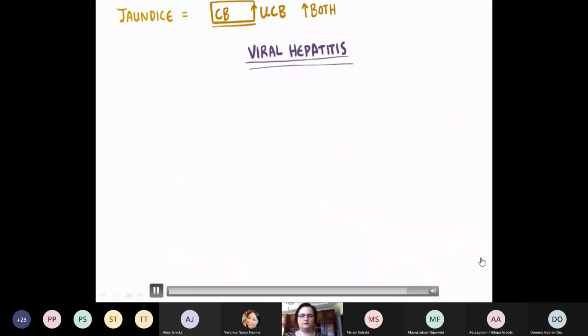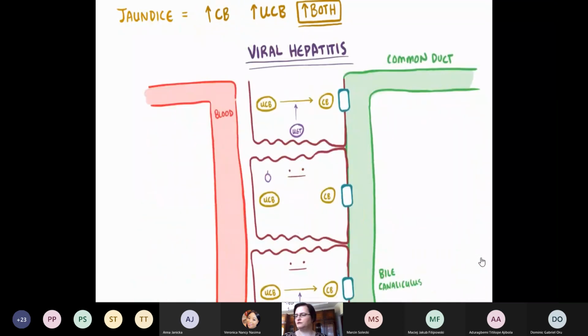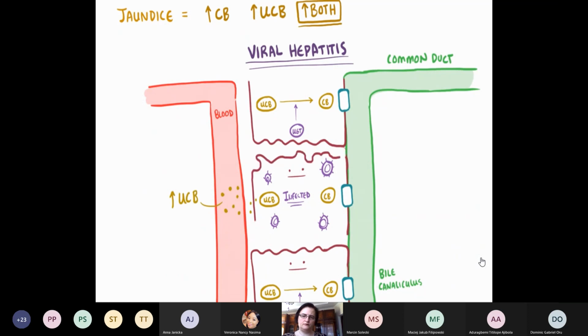Finally, viral hepatitis leads to both conjugated and unconjugated bilirubin in the blood. When hepatocytes get infected and start to die off, they lose the ability to conjugate bilirubin, leading to excess unconjugated bilirubin in the blood. And since they also line the bile ducts, when they die, they let bile leak into the blood, causing an increase in blood conjugated bilirubin as well. Again, since conjugated bilirubin is up, patients will have more conjugated bilirubin excreted and darker urine.